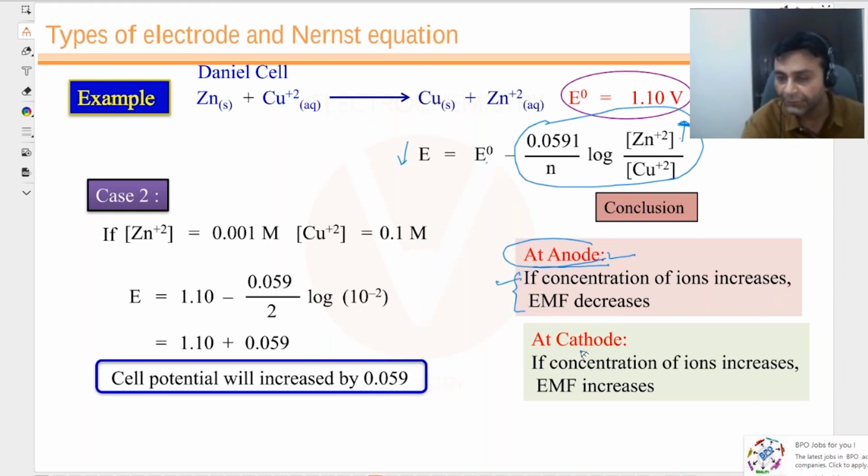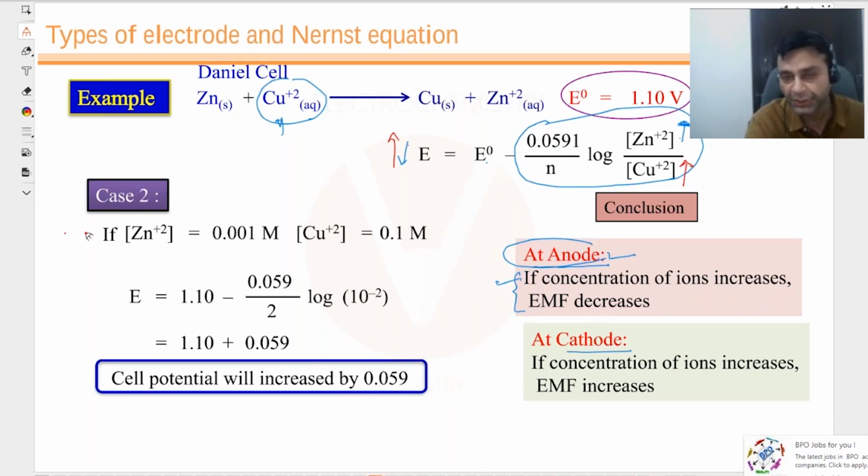And now, if the concentration of the ion increases at the cathode, where the reduction takes place, it means if the concentration of copper ion increases here, this value slightly increases and the EMF value will also increase. Now, any doubt? Are you getting me?